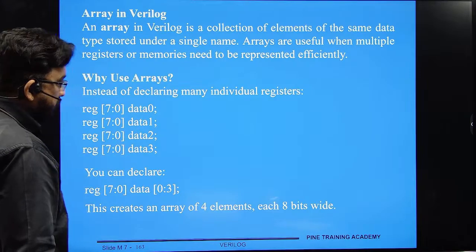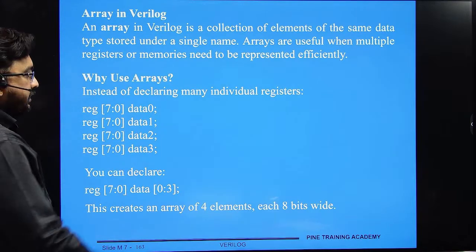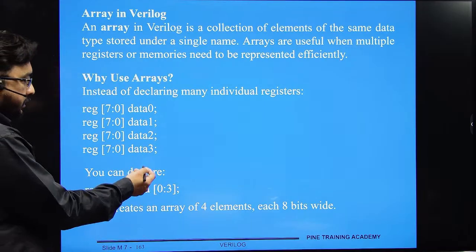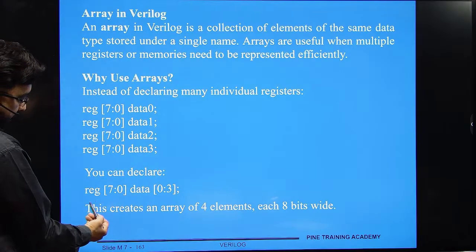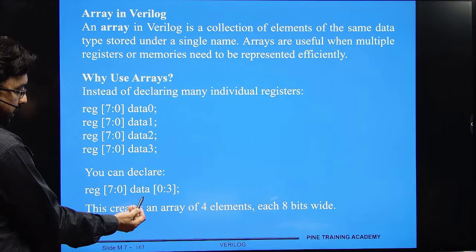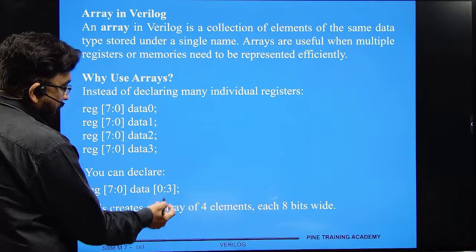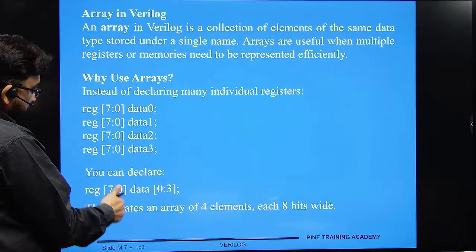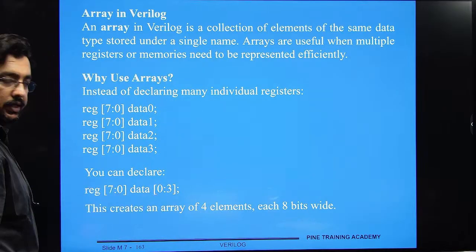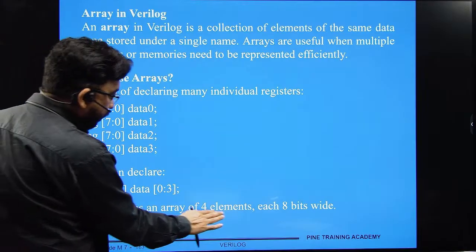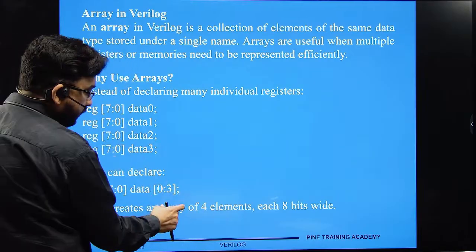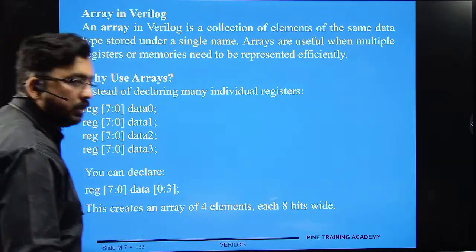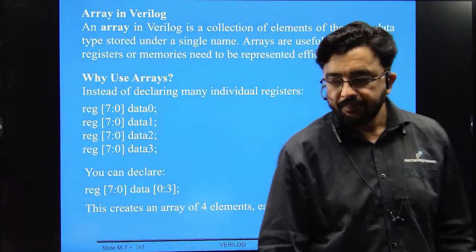So why call 8 different or 16 different or up to 255 different locations or individual registers? Let's declare it like this. Here 7 to 0 is the data, and 0 to 3 means you have 4 locations or 4 registers where you are going to store 8-bit data. So this creates an array of 4 elements, storing 8 bits per location. I hope this is clear.